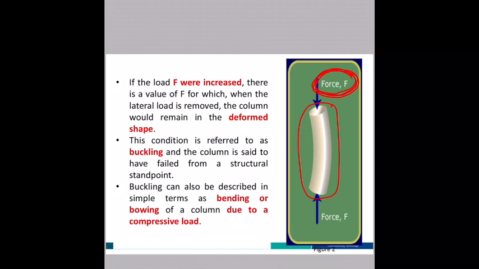If the column is buckled, then we say that this column has failed, because when you release this force, it will still bend. Bend here is buckling, it is not straight, so the column has failed.